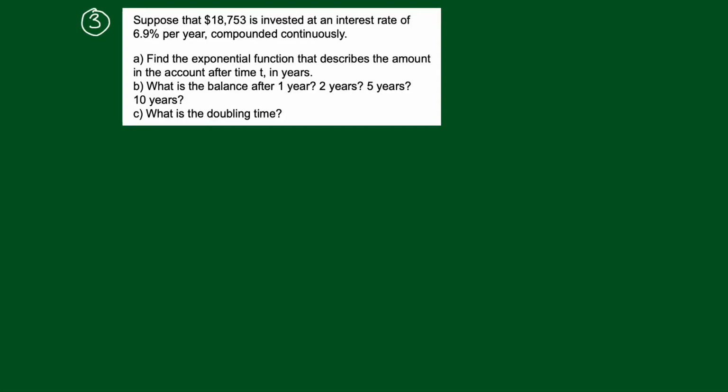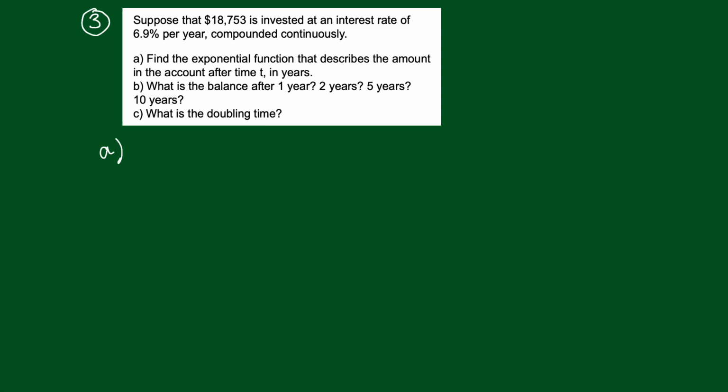Problem 3 tells us that $18,753 is invested at an interest rate of 6.9% per year, compounded continuously, and we are asked to answer these questions. So let's start here in Part A. In Part A, we are asked to find the exponential function that describes the amount in the account after t years.